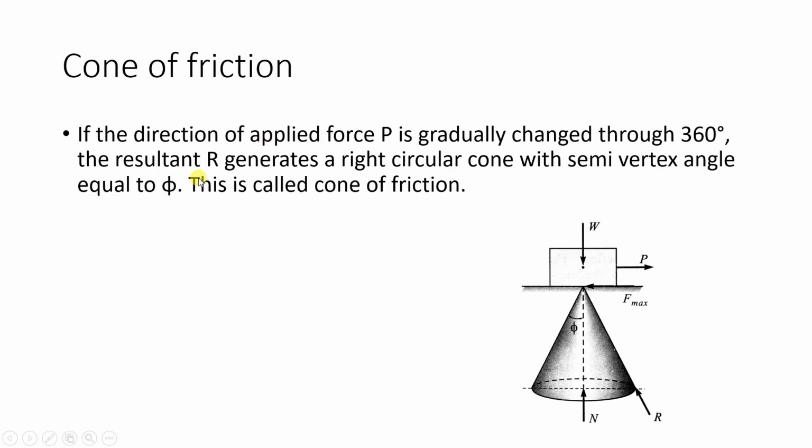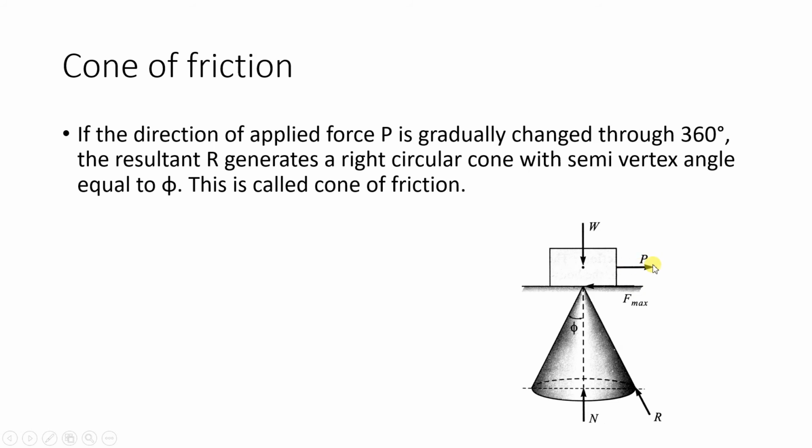Next we will see the cone of friction. Now consider a block having weight, placed on a horizontal surface, and effort P is applied towards the right side. So impending motion will be towards the right, and the maximum frictional force will be towards the left. That is the F max condition.